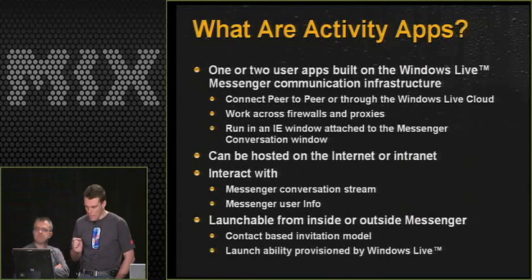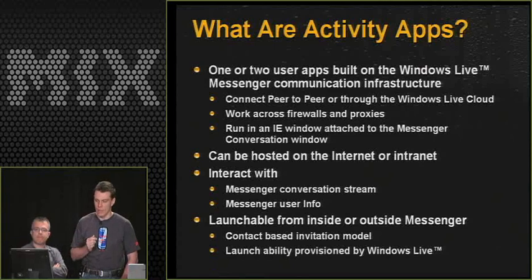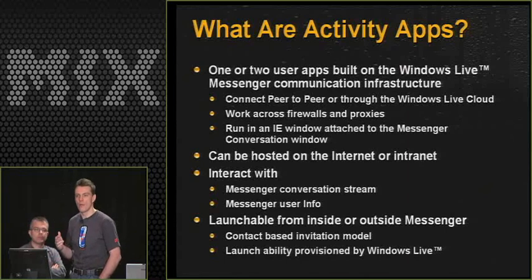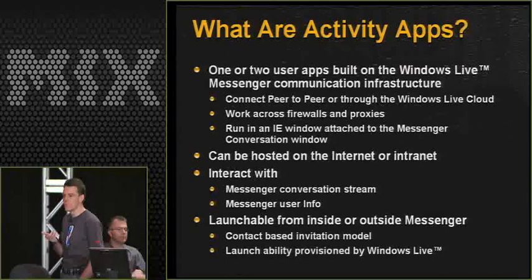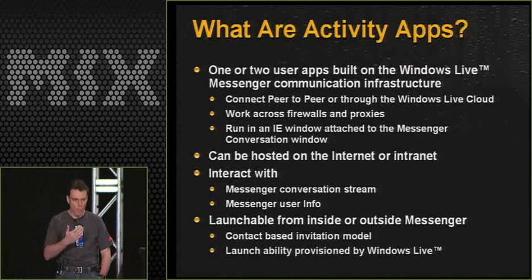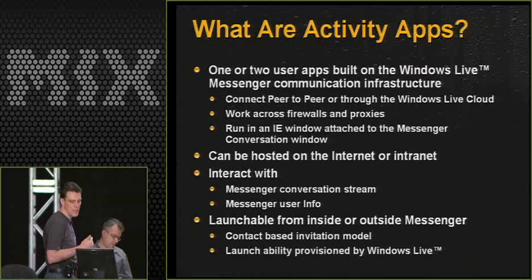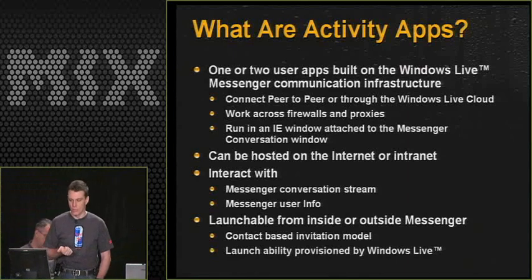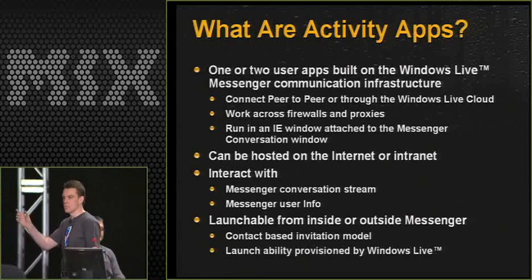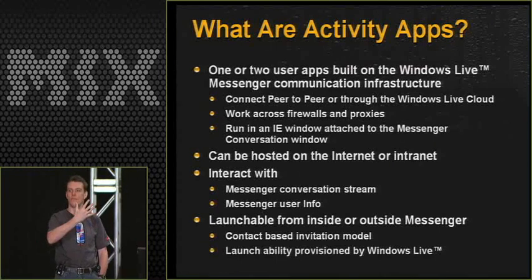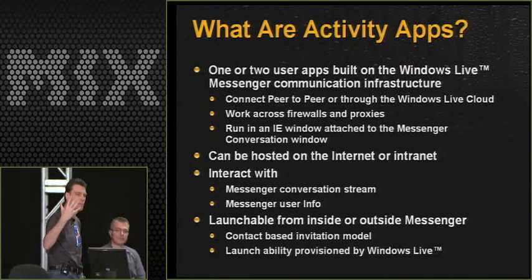And we'll talk more about that. As I mentioned earlier, you can host it on your internet or intranet. You can interact, as we saw, in the Messenger conversation stream. We can also find out Messenger information. That is, we could find the person's first name or last name, and so we can be more personalized in the activity application experience. It's also launchable from inside or outside of Messenger. So you could actually have a link, and I'll show you very shortly the URL link that you could click on, which would launch an instance of the Messenger conversation window with the activity application, and away you go.